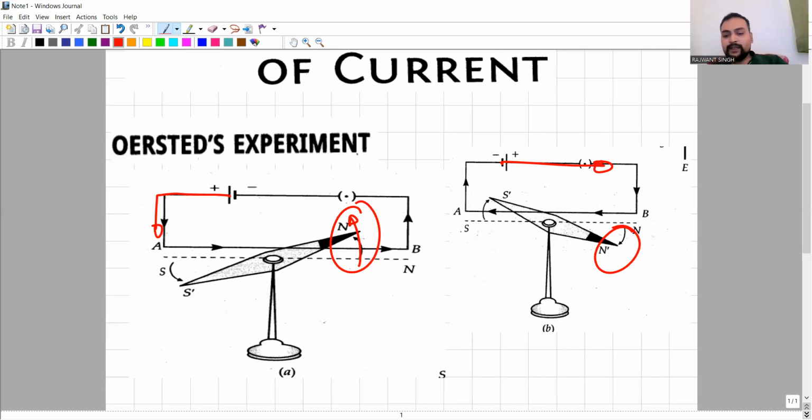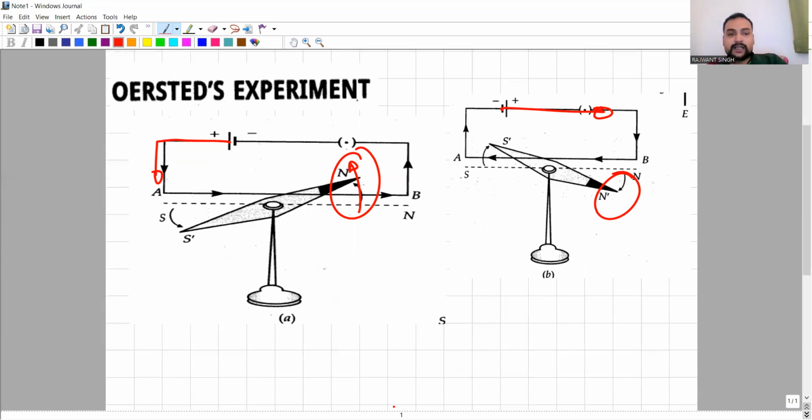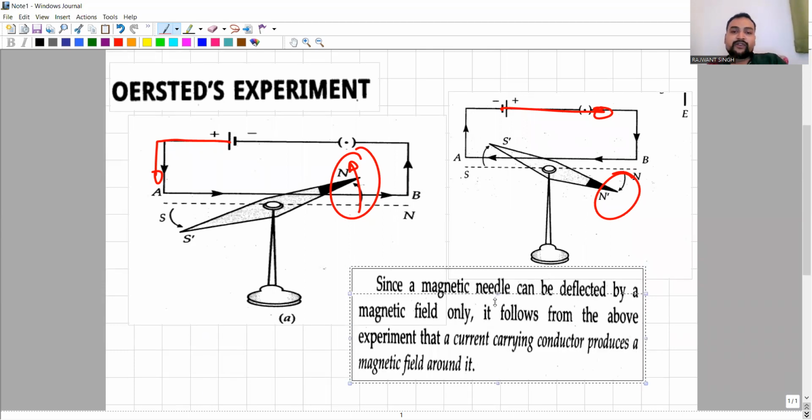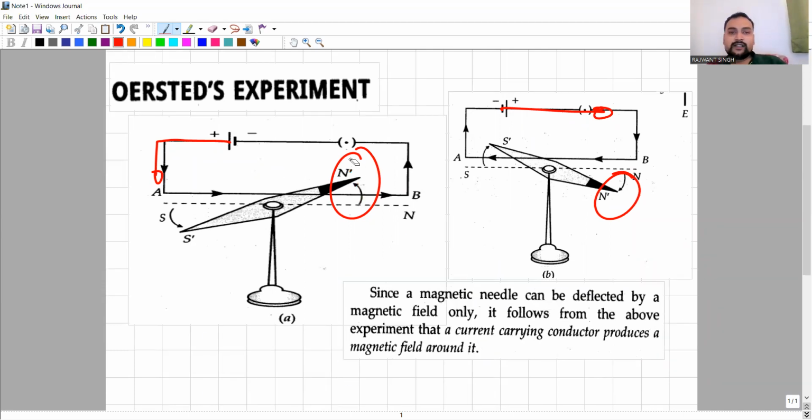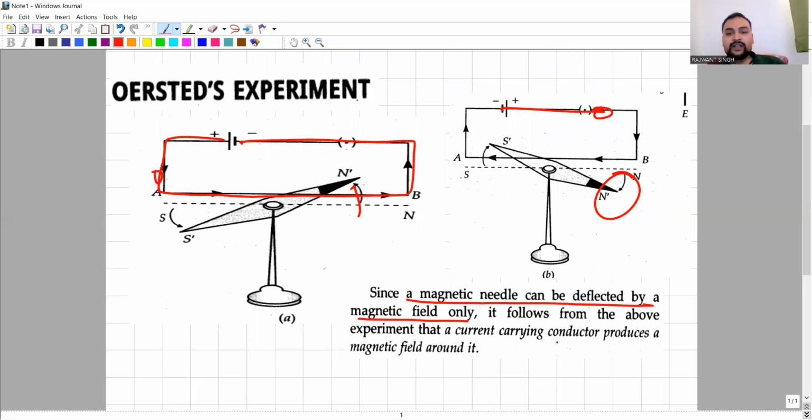So it can be concluded that there is something which is causing the magnetic compass to deflect. And what causes a magnetic compass or magnetic needle to deflect is a magnetic field. But here there is no magnetic field as such. So it was then concluded that the flowing current causes some magnetic field, and that is why this needle is getting deflected. Since the magnetic needle can be deflected by a magnetic field only, it follows from the above experiment that a current carrying conductor produces a magnetic field around it.